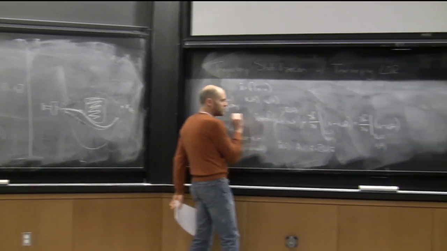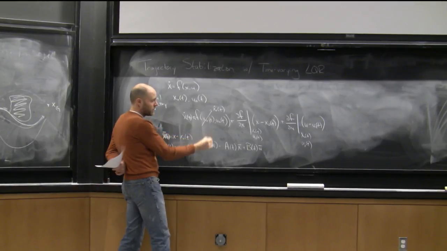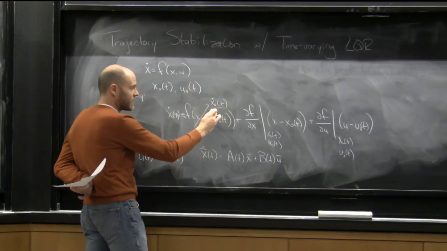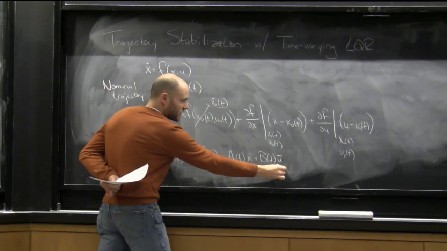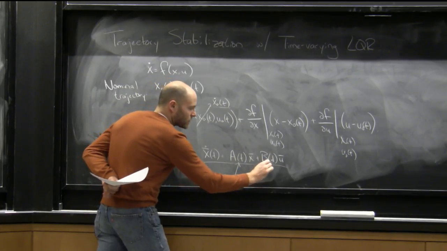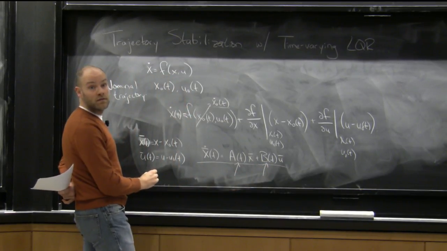So if I'm linearizing around a moving point, I can still linearize, and if the moving point is dynamically consistent, then I still get a form that's linear. The only thing that's different from before is that A and B are now time varying. Okay?